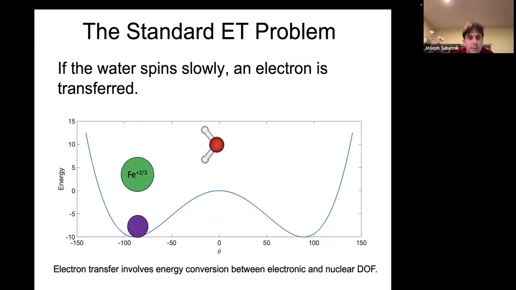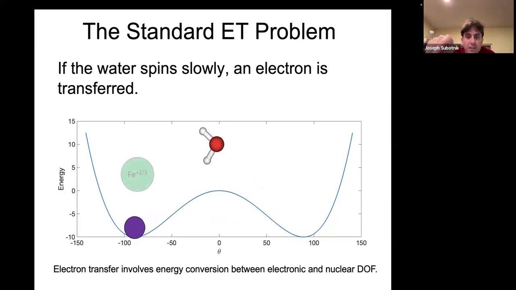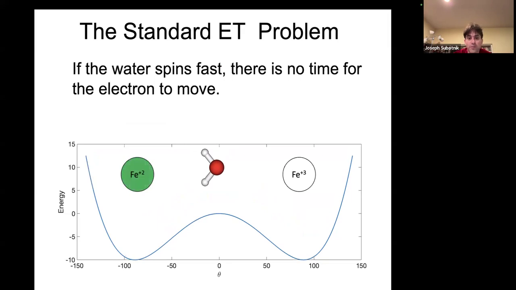Now, of course, there can be multiple electronic states, and that's going to come out in a second, because the big question that you ask dynamically is, if a water turns slowly, is there an electron transfer? And the answer is yes, of course, that has to be. You're moving along this potential energy surface. That's the whole idea of a potential energy surface, that as the water spins, you move along it. And it's clear that if the water spins slowly, then the electron is going to move from the left to the right iron. But if the water were to spin fast, there would be no such time.